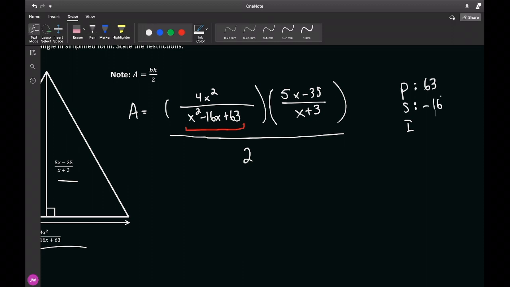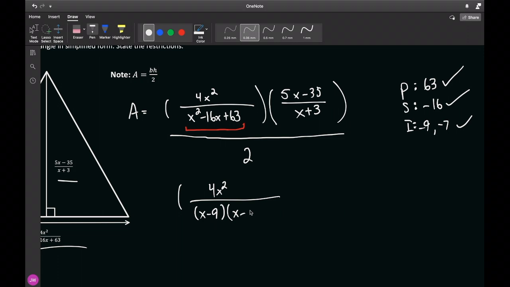Now I have to think of two numbers that multiply to 63 and add to negative 16. So I just divided 63 by 7 and I got 9. So I'm assuming that this is going to be negative 9 and negative 7 for our answers. So this times this is positive 63, and this plus this is negative 16. So we're good to go here. So we can put the brackets: x minus 9, x minus 7.